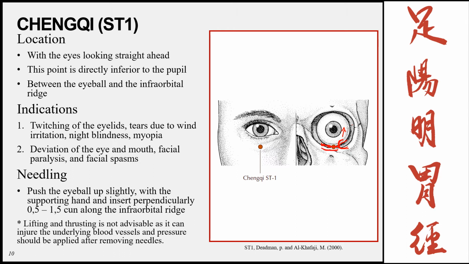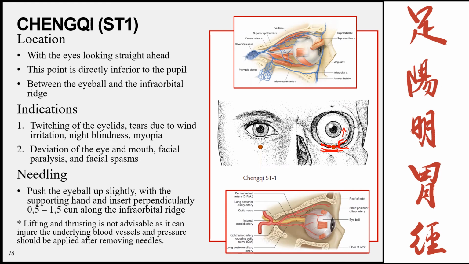And then the caution when you are needling this point, it is not advised to use lifting and thrusting method of manipulation, as this is more likely to injure the underlying blood vessels. And if you look here, these 2 images show you the blood vessels which lie around the eyeball. So if you look at the top image first, the needle will be inserted like this. So as you can see, there are blood vessels in the vicinity, and the more we lift and thrust, the more likely we are to puncture one of these blood vessels. And then secondly, we also advise to apply pressure on this point after you remove the needles to reduce the risk of excessive bleeding and bruising in the area.